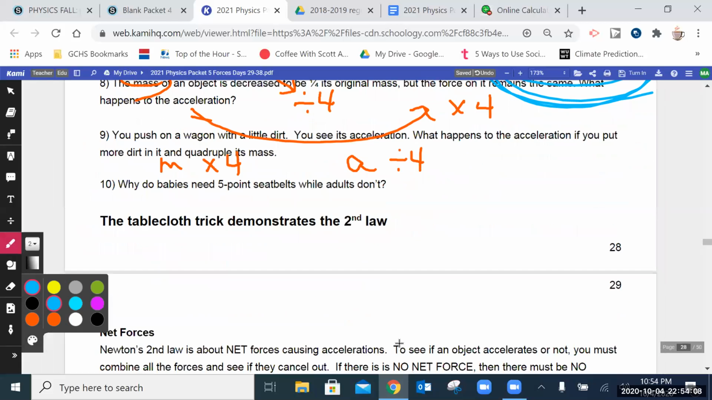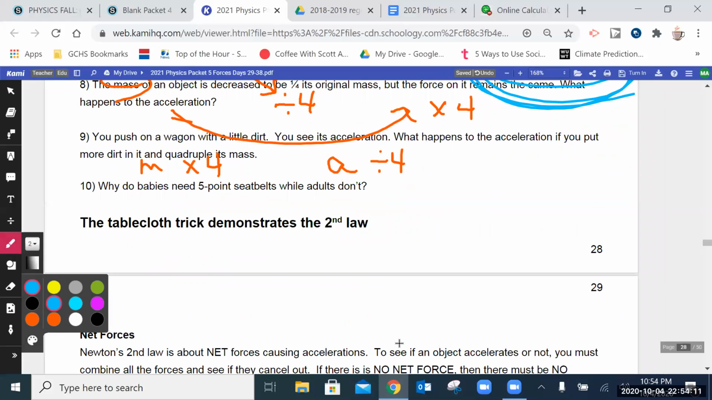Opposite things happen. Number 10, why do babies need a 5-point seatbelt while adults don't? Okay, so if we look at an adult and a baby in a crash, so here we have the baby in the seat, little car seat, and then we have the big adult. The big adult in a crash will have, well, let's say it's a mild fender bender. Somebody rear ends this blue car with the adult and the baby in it.